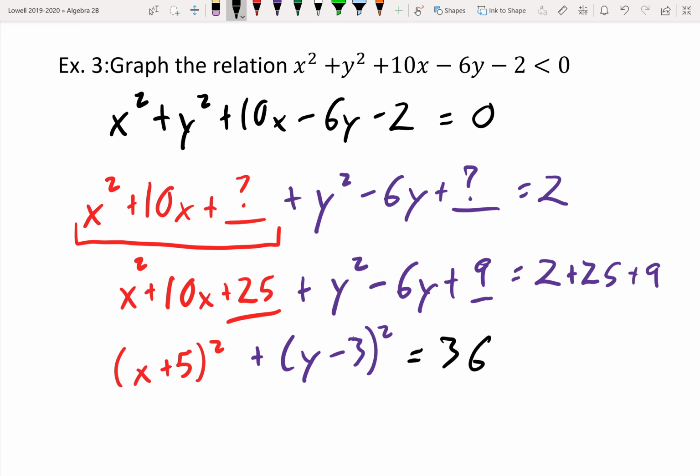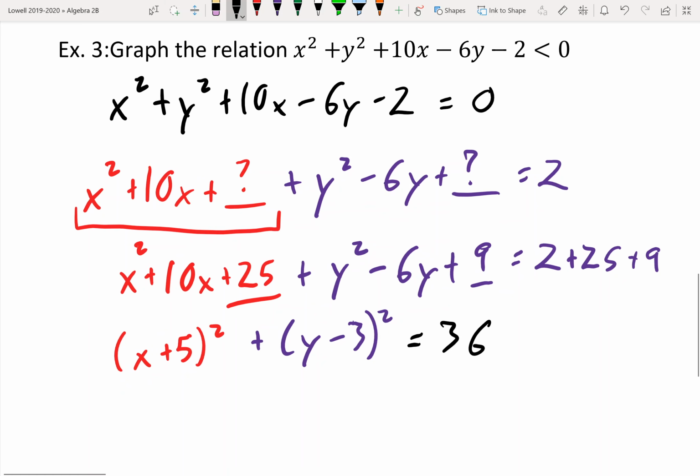So now we actually know what our circle is going to look like. This is going to have a center of, now notice, if it's x plus 5, then that means the x coordinate is actually negative 5, remember. So that's going to be negative 5 comma positive 3. And our radius is not 36, it's the square root of 36, which is 6.